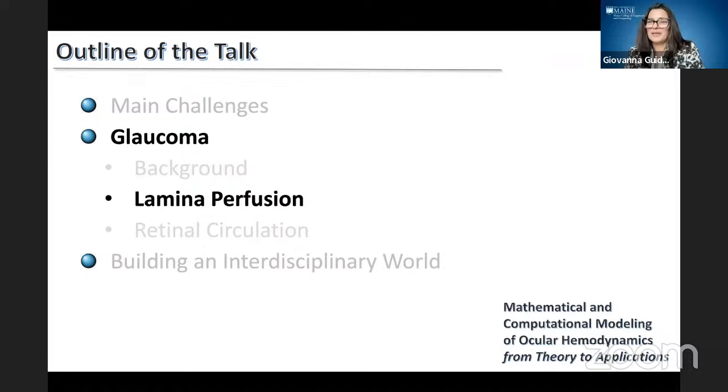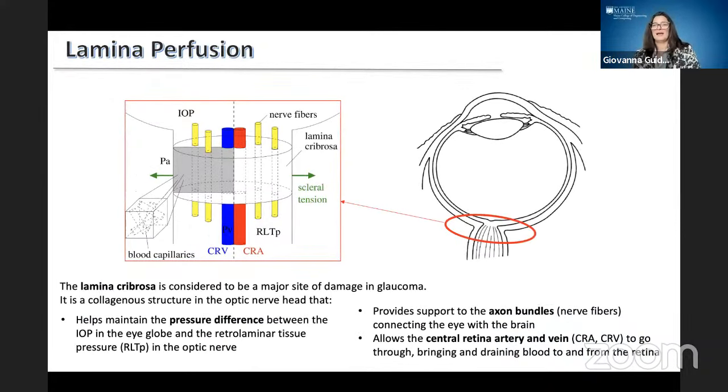And yet, in my opinion, they are both very important and call for really a diverse collection of expertise to work together and really be focused on what is the clinical need, what is the clinical relevance, so that we can see whether tools in mathematics and computing exist already, or if we need to develop them to actually solve the questions that are relevant. So let us begin with the lamina perfusion.